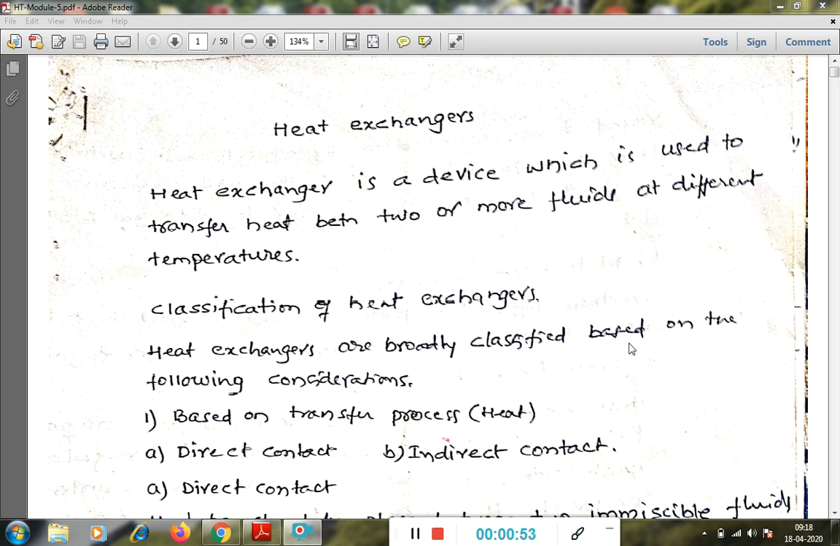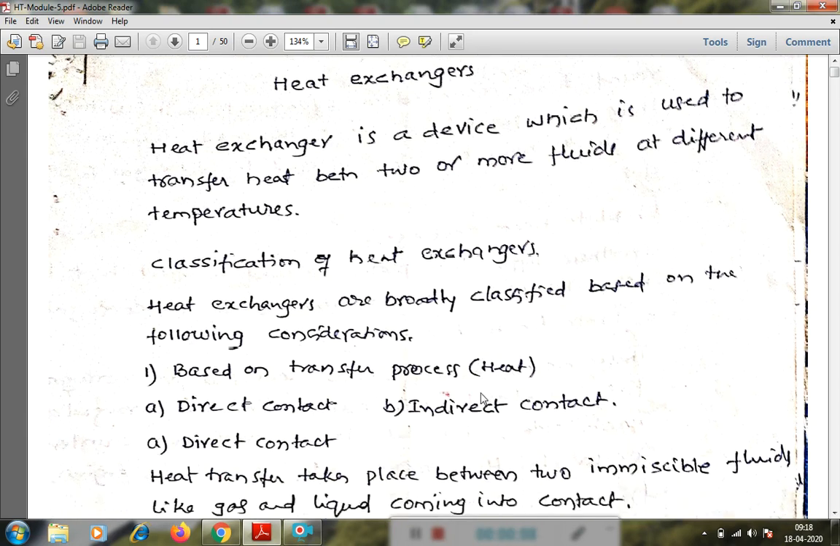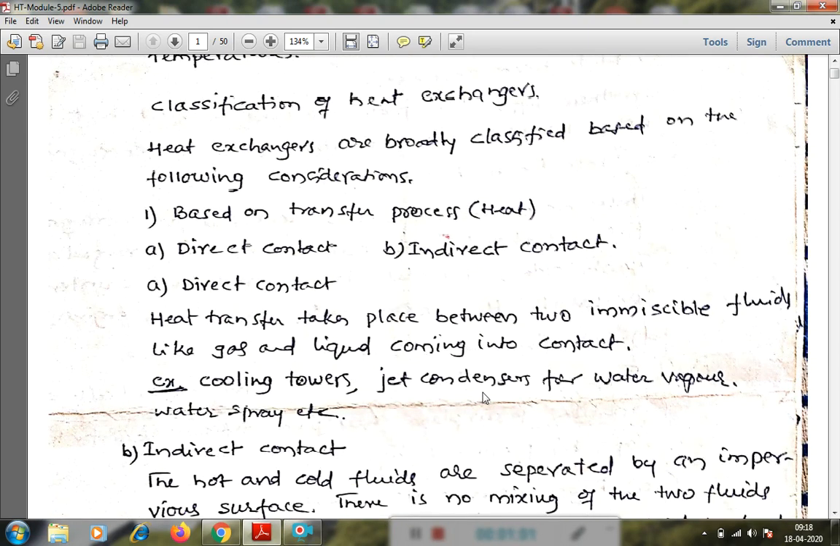Heat exchangers are classified based on the following considerations. First, based on the heat transfer process, they are classified as direct contact and indirect contact heat exchangers. Direct contact heat exchangers means the two fluids between which heat is to be transferred come into contact with each other. The fluids come into direct contact with each other to transfer the heat. Examples of this type are cooling towers, jet condensers, and water vapor, water spray, etc.